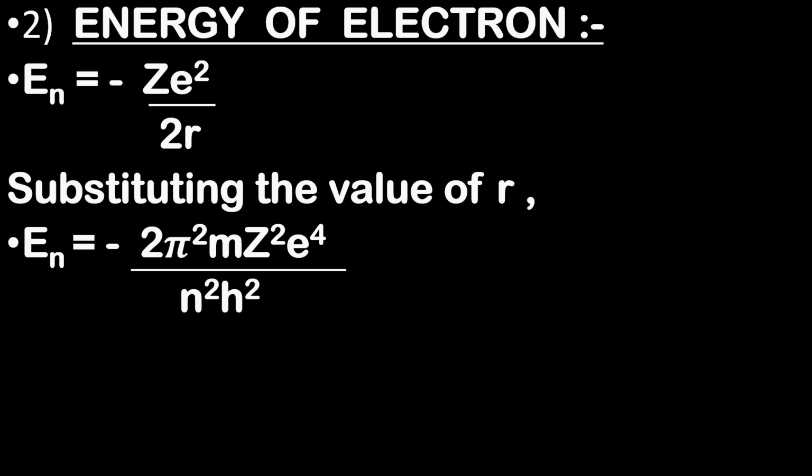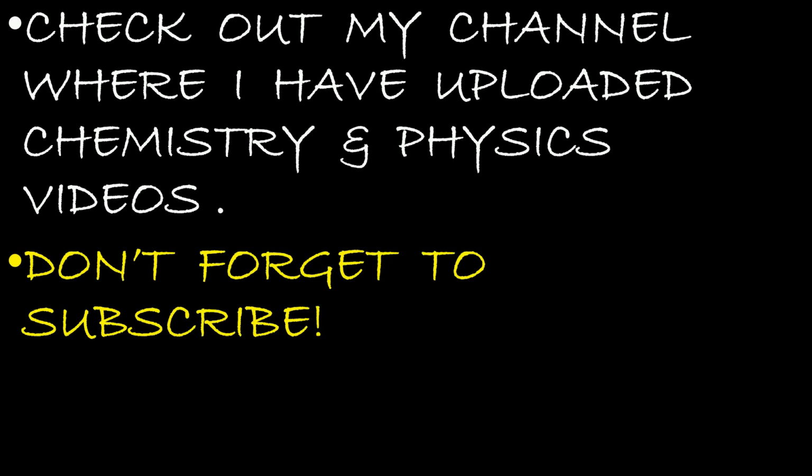So similarly, like the radius, suppose you substitute the value of n as 1 over here. So you will get the energy of the electron which is revolving in the first orbit. Suppose you substitute the value of n as 2 over here. So you will get the energy of the electron revolving in the second orbit. So guys, this was all about Bohr's atomic model and its important features.